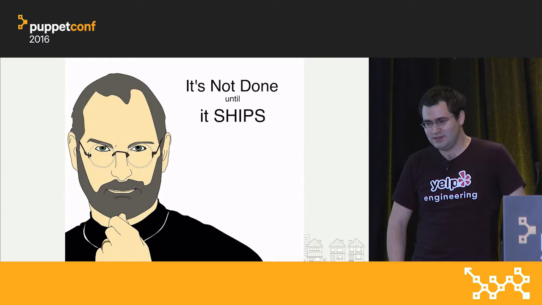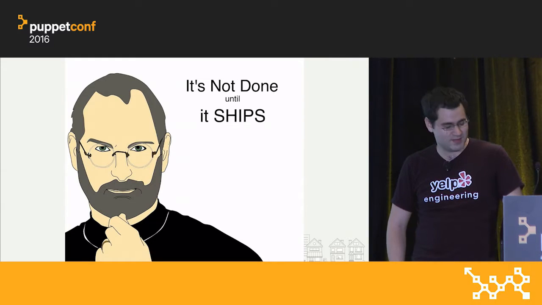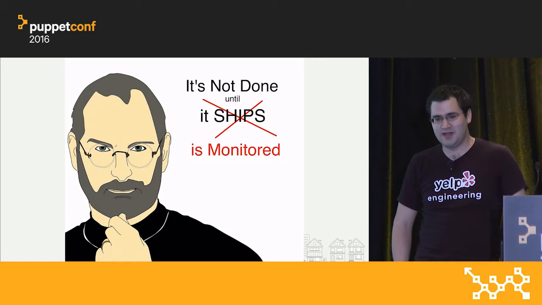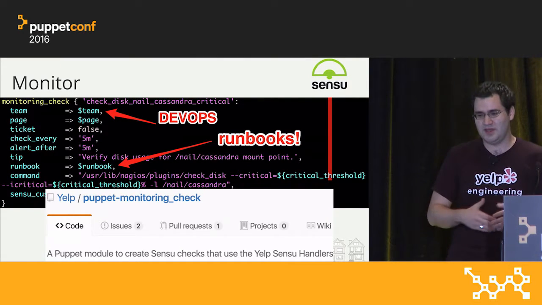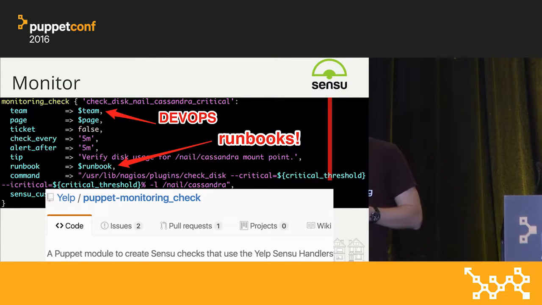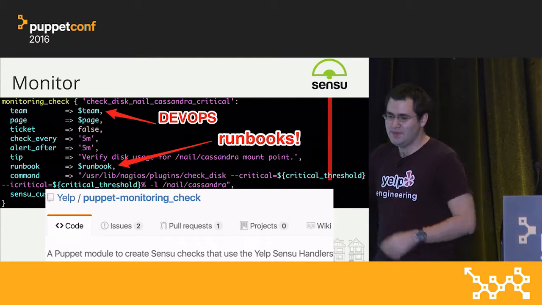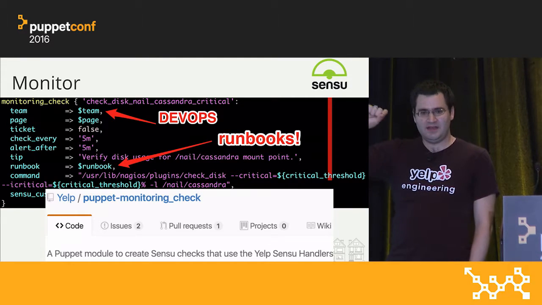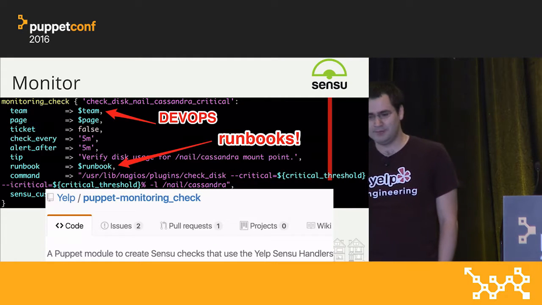All right. So it's not done until it ships. It shipped. It works. But it's also actually not done until it's monitored. So let's talk a little bit about that. How are we going to use Puppet to monitor these data stores? Well, the answer is that we don't fully use Puppet. We do, at Yelp, love our Puppet monitoring check, a Puppet module that creates Sensu checks. And these go in that monitoring subfolder of the cluster modules that we saw earlier.